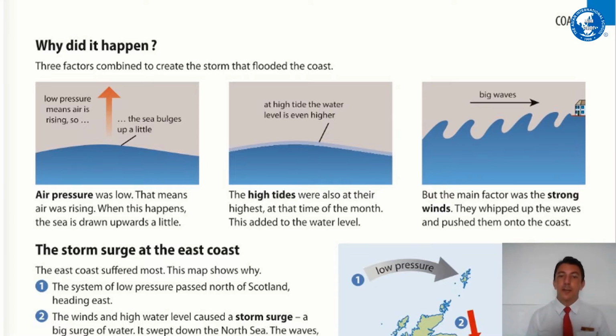Combined with that, we had high tides. So it was just a time when the tide was at the highest. So this also added to the water level. But the main factor was the strong winds. So as you studied before, strong winds mean big waves. So there were strong winds at this time, and they whipped up the waves and pushed them up onto the coast. So it was a combination of all 3 factors. We have low air pressure, high tides, and big waves caused by strong wind.